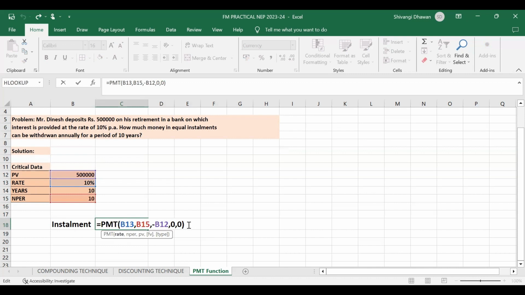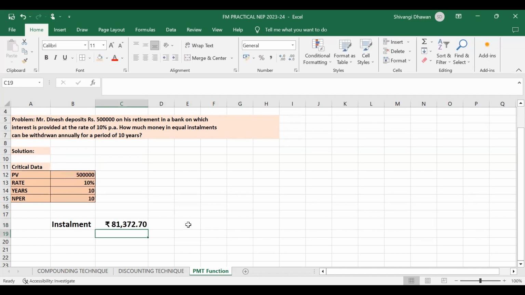Once you are done with all the cell referencing part, enter this and you will get your installment as 81,372 rupees approximately. So basically, this is the equal installment that Mr. Dinesh will be withdrawing annually for a period of 10 years.